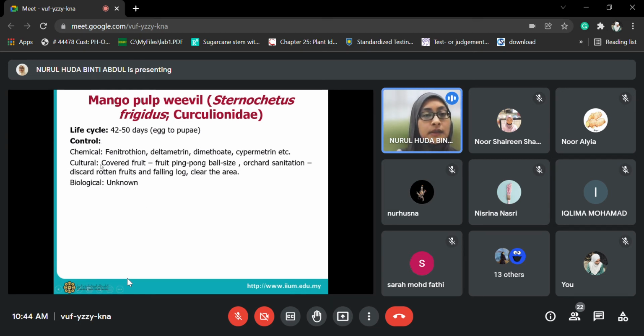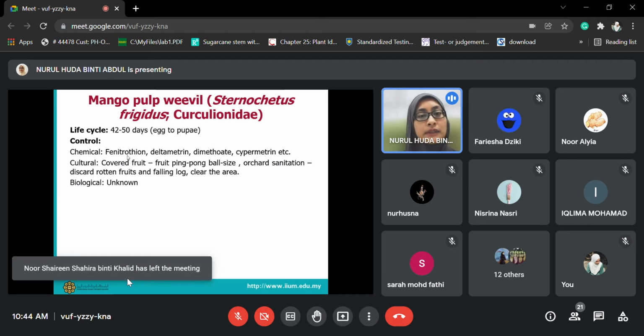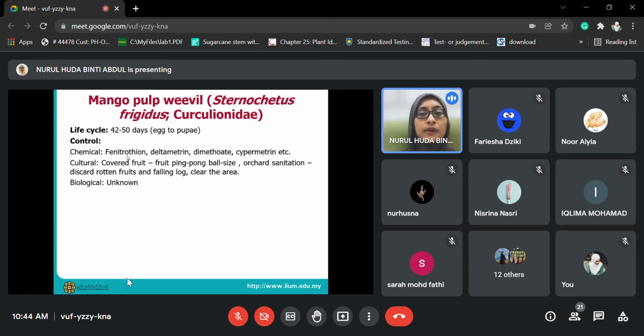For cultural, okay, you can cover the fruits. Like I said, you have to cover the fruits during ping pong ball size. Maksudnya bila size tu baru kamu cover. Kalau kamu cover awal, there is a possibility that buah kamu akan gugur lah due to the environmental factor sebab dia tak boleh develop and so on. But if you covered later, bila buah tu dah besar, there is a high chance that the fruits is already infested by this mango pulp weevil. So the most ideal timing is actually during the ping pong ball size.